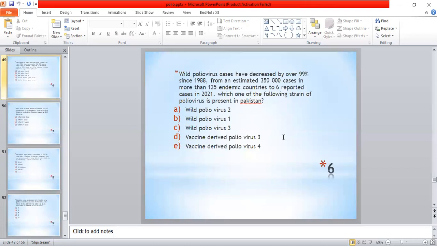Question number 6. Wild poliovirus cases have decreased by over 99% since 1988, from an estimated 350,000 cases in more than 125 endemic countries to 6 reported cases in 2021. Which one of the following strains of poliovirus is still present in Pakistan? Wild poliovirus type 2, wild poliovirus type 1, wild poliovirus type 3, vaccine-derived poliovirus 3, vaccine-derived poliovirus 4.